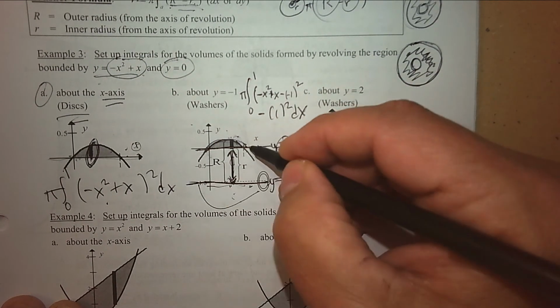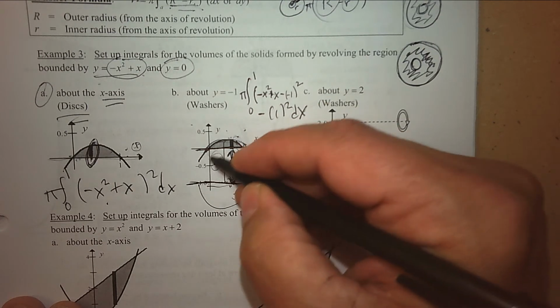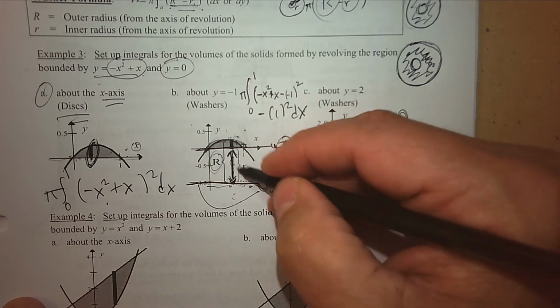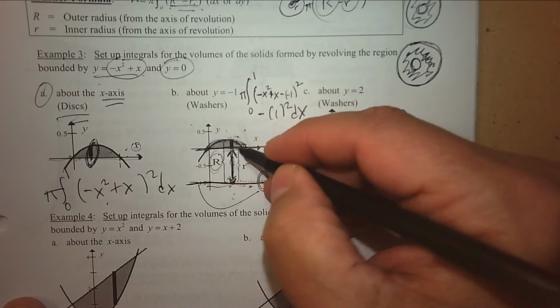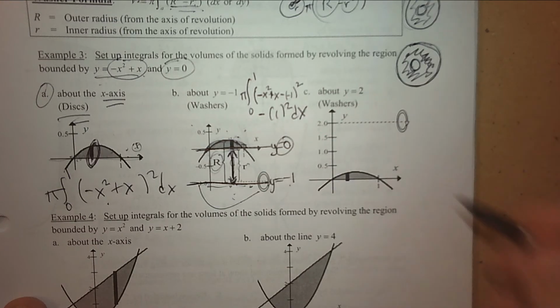It's the top radius or the big radius, subtract the small radius. How did I find the big radius? Top, subtract bottom. How did I find the small radius? It's the part underneath, subtract bottom. Again, top, subtract bottom. Okay, let's look at it again.